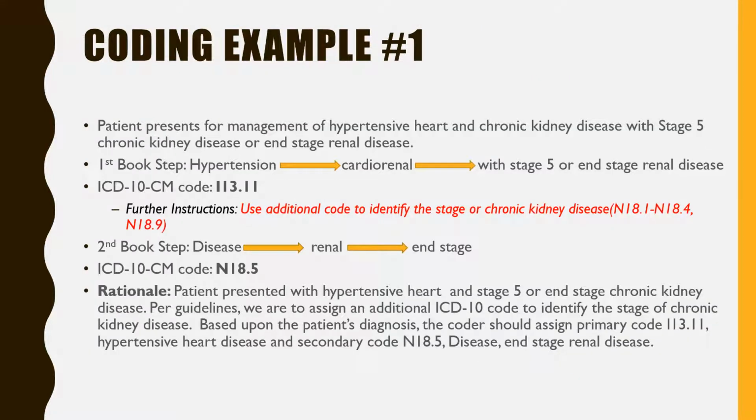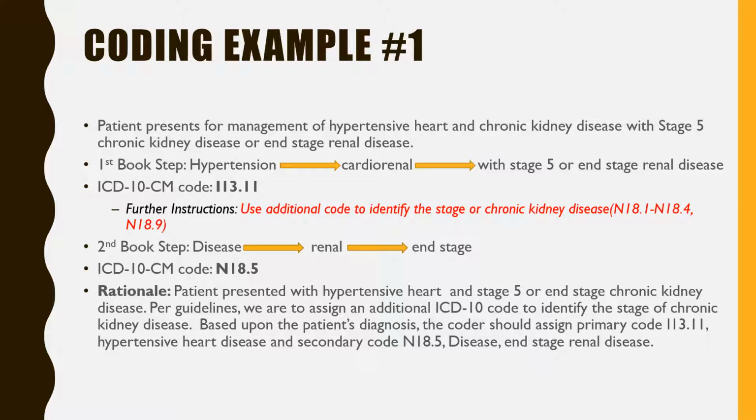So here in our first coding example, our patient presents for management of hypertensive heart and chronic kidney disease with stage 5 chronic kidney disease or end-stage renal disease. So in our first book step, we're going to identify our main term, which is hypertension. From hypertension, we're going to drill down to cardiorenal, which represents the kidney as well as the heart. Then we're going to drill down further with stage 5 or end-stage renal disease. With the different kidney stages, stage 5 as well as end-stage renal disease have the same ICD-10 code. So based upon our book steps, our first ICD-10 code is I13.11.